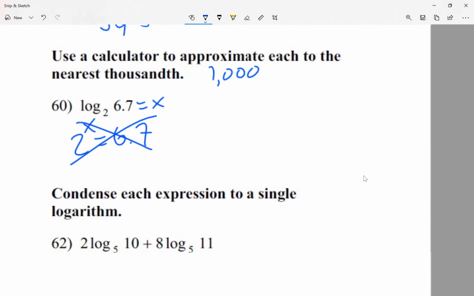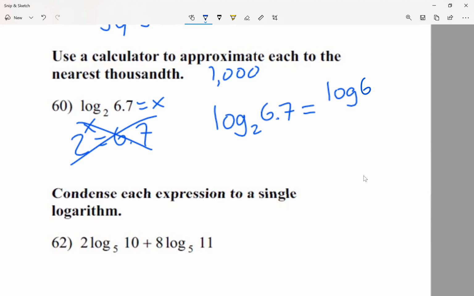However, log base 2 of 6.7, let me take a look at this. If you have a calculator where you can just type it in and change the base, then just type it in and you're going to get your answer. If you cannot change the base, and your calculator only types in logs without letting you change the base, we're going to type this in as log of 6.7 divided by log of 2. So one of these two ways is how we're going to type it on our calculator.